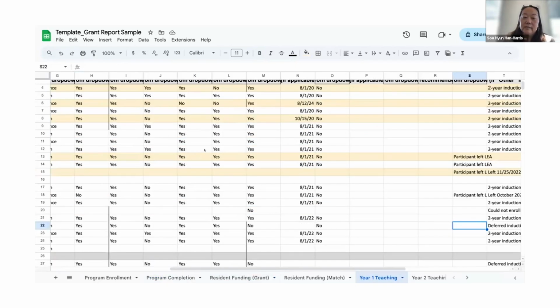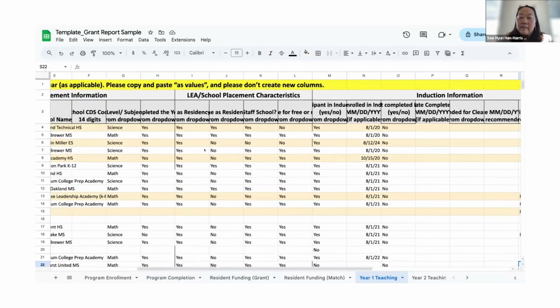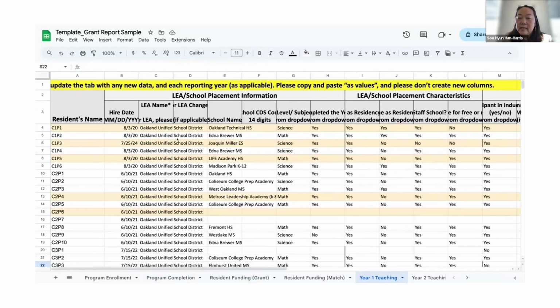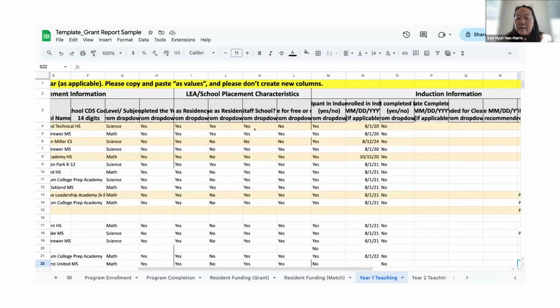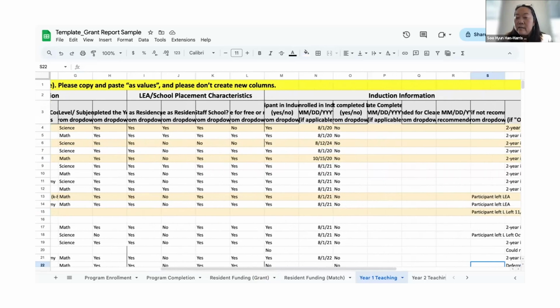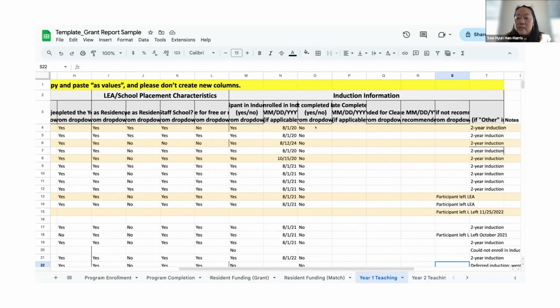So here's year one teaching. Here's the same person, and they were at the school, et cetera, et cetera. All of that information. Yes, I know that they were enrolled in induction that year, and I put the year. And again, I have that information from my colleagues over on the induction team. And did they complete it? I wrote no. And that was it for year one.